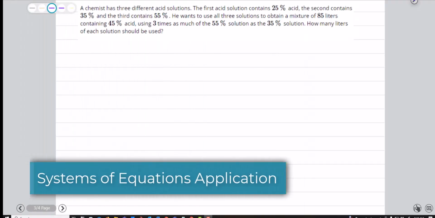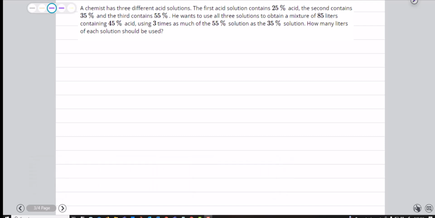All right, we have some information given here that we're going to solve with systems of linear equations. What is cool about this is now you can finally see how a word problem, you can put it together and solve, and this is going to be set up by, it says a chemist has 3 different acid solutions.